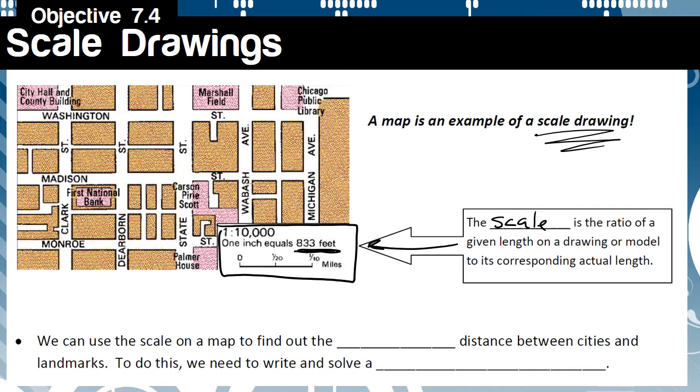And so we can use the scale on this map to find out the actual distance between cities and landmarks. To do this, we're going to write and solve a proportion.